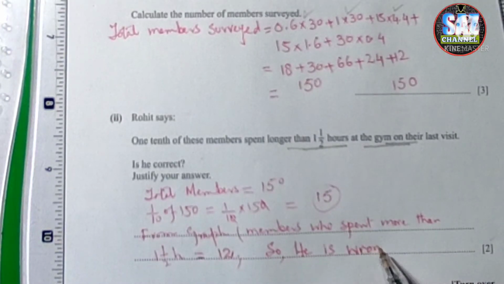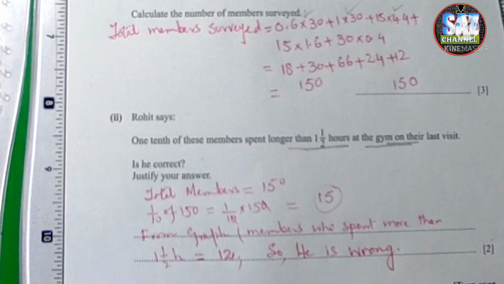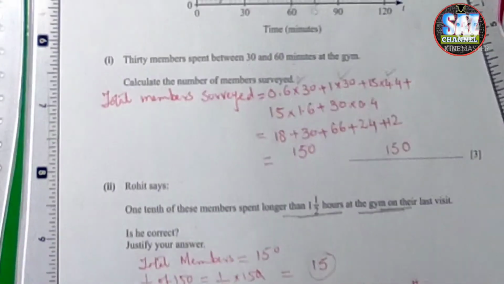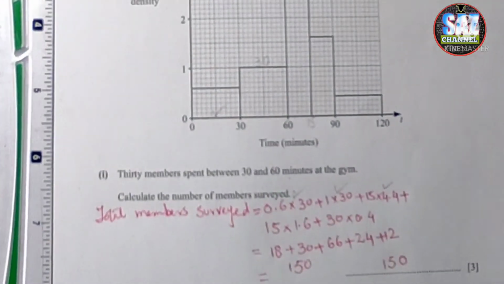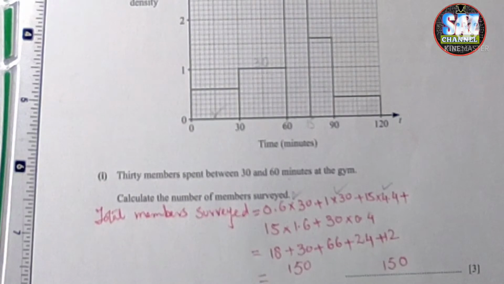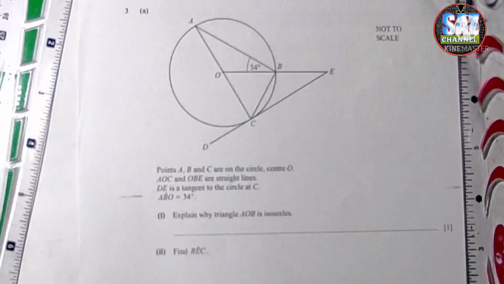I hope you are clear. You can see how I am supporting my working with reasons, and then I will be able to get the full 2 marks. Otherwise the examiner will not be giving me full marks. It is a really easy question, and it asks us the application of the pie chart. So please read and understand the concept of pie chart before moving to your O-level examination. And let's move to the next question.